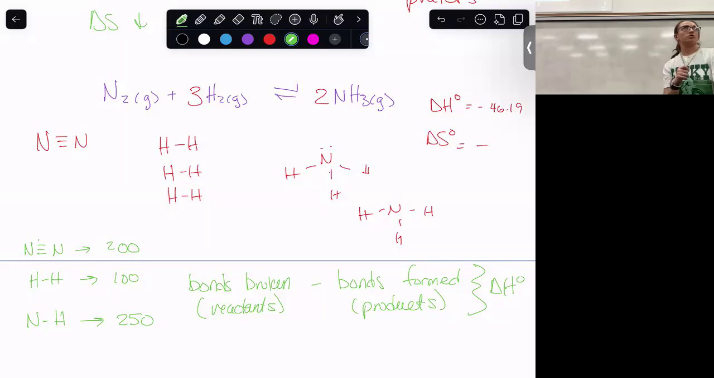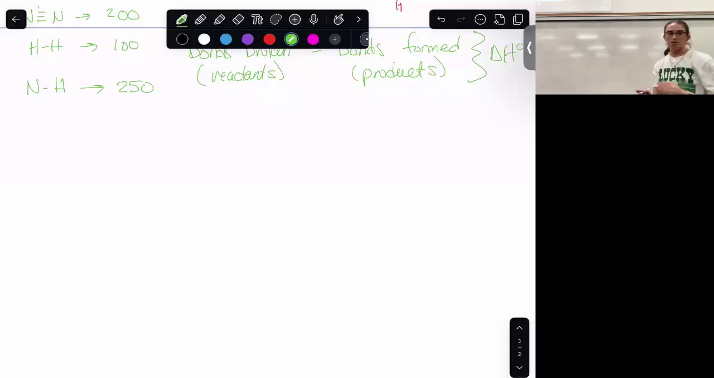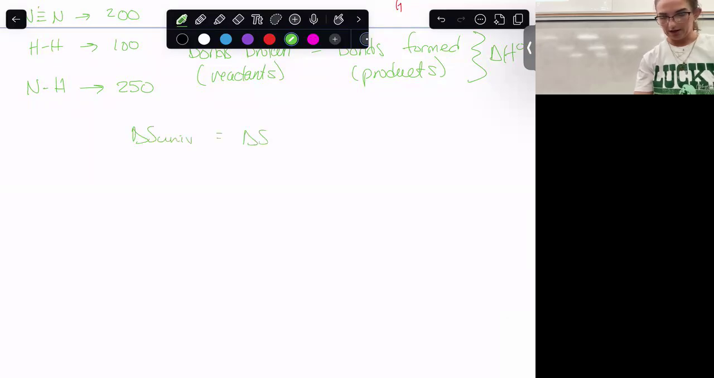Any questions on delta H or delta S? They're not too bad. Okay, so then just a little bit more with delta S. We just need to remember that delta S of the universe is equal to delta S of the system plus delta S of the surroundings.